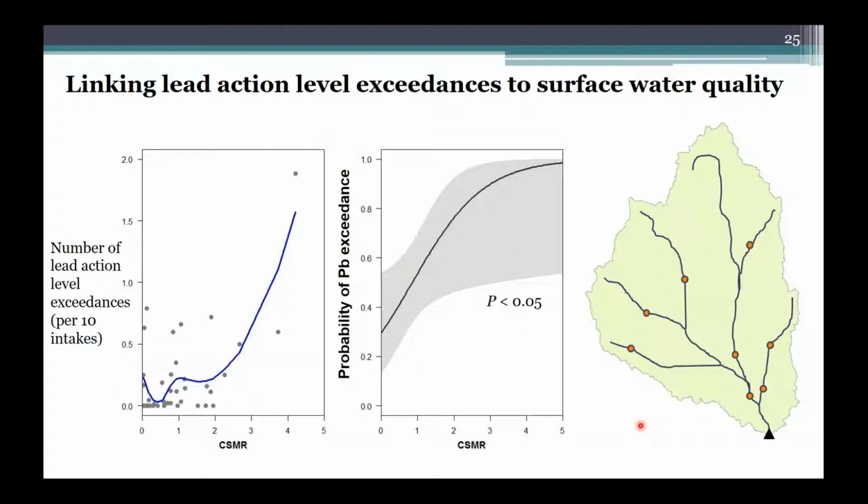And so this study, I think, was quite significant because it was the first one to really tie source water quality to the possibility of finding a lead action level exceedance within the drinking water facility, okay?